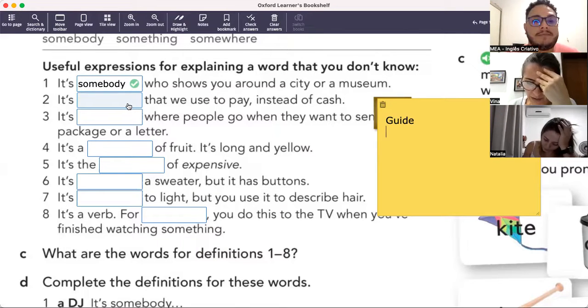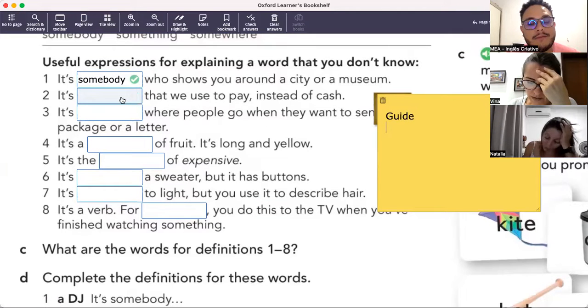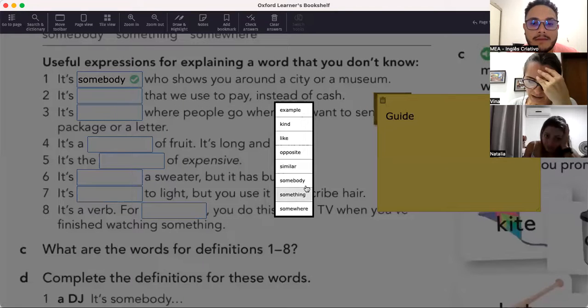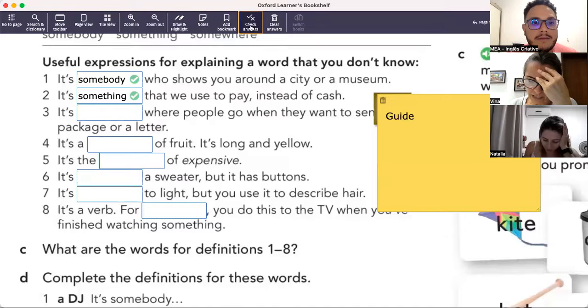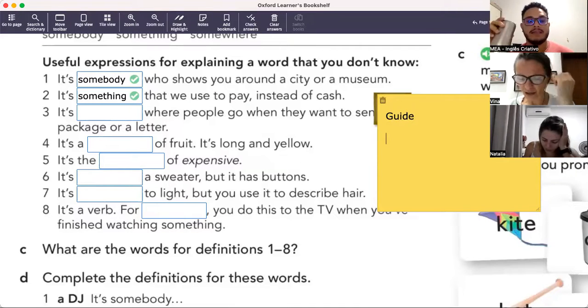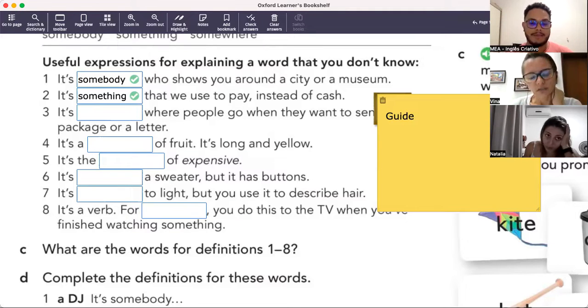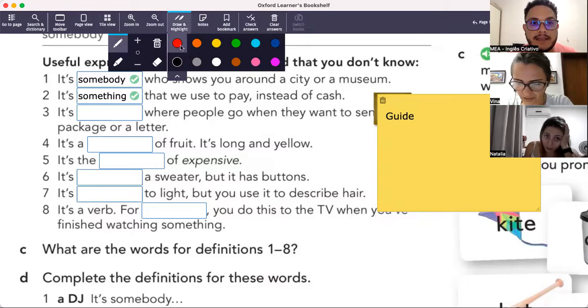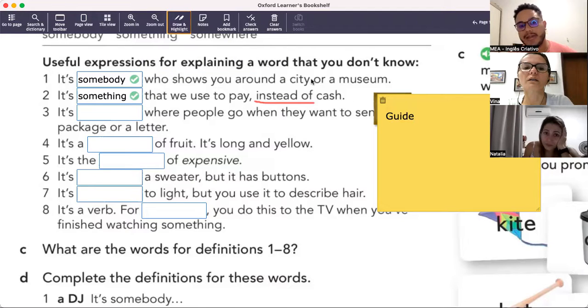It's something that we use to pay instead of cash. Instead of cash. Not check, the bill. No. Instead of cash. Do you remember this thing here? Instead of. Ao invés de. Instead of cash.